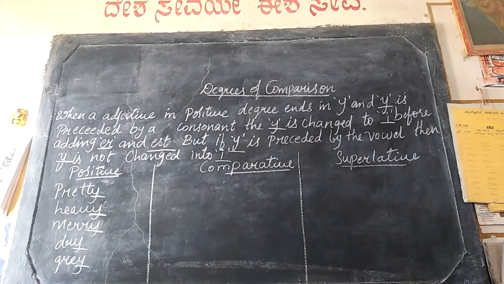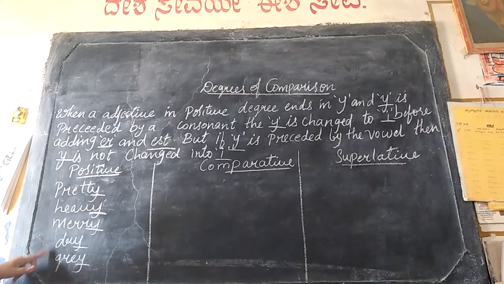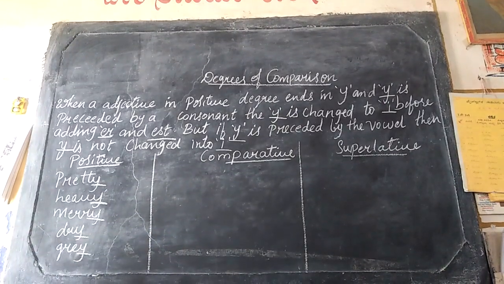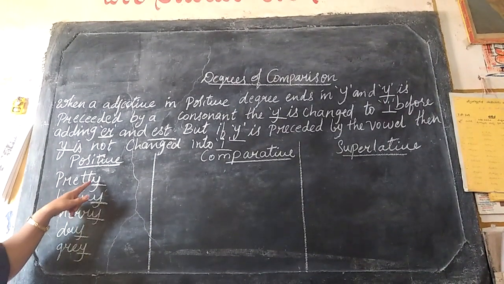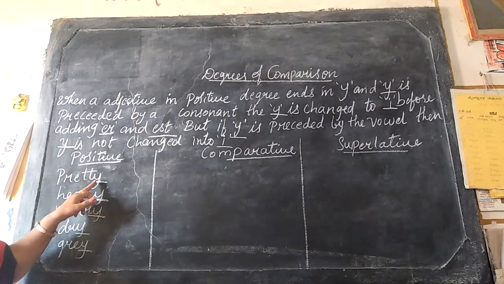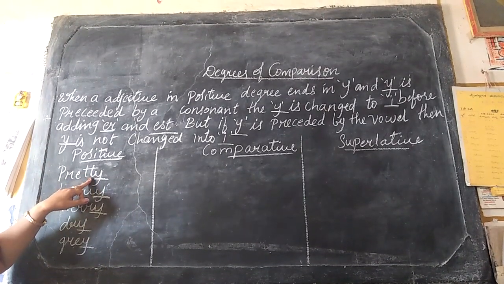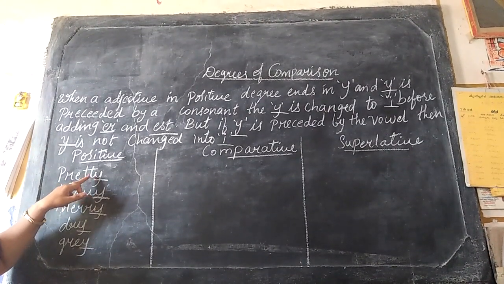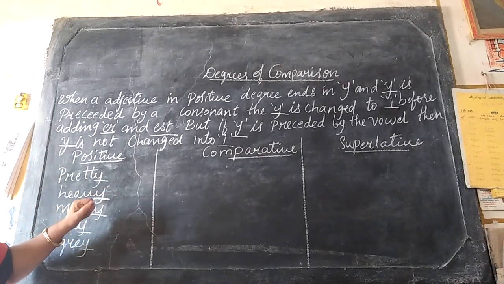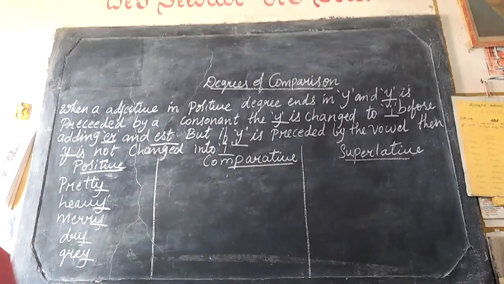Now I shall write and show you how we can change the adjectives in positive degree to a comparative degree and a superlative degree. Watch carefully once again. All these words are ending with Y. So automatically Y is preceded by T. T is a consonant. If you have a consonant before Y, then Y is changed into I and ER is added to a comparative and EST to a superlative.